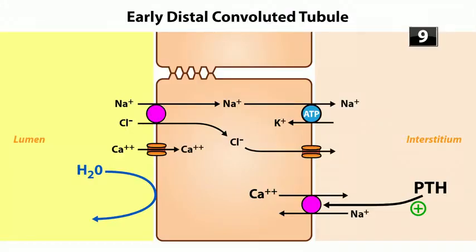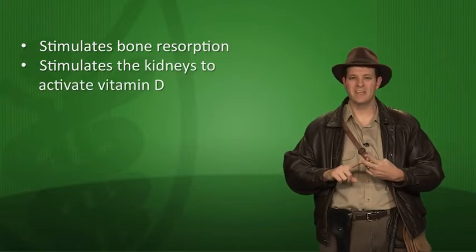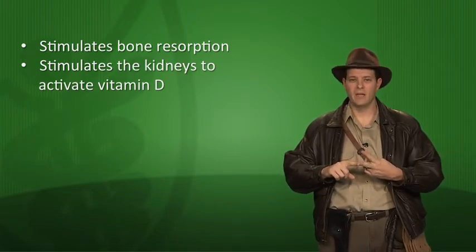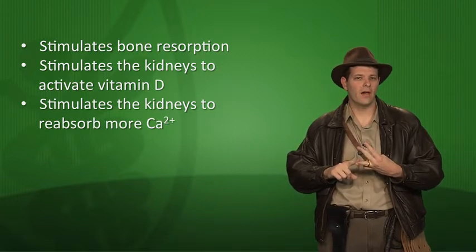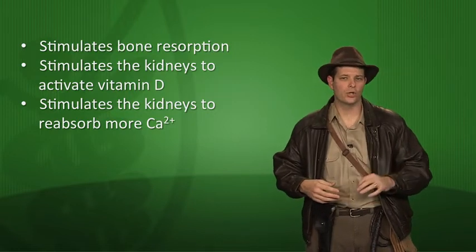Moving on then to number 9, which is the early part of the distal convoluted tubule. You have active reabsorption of sodium and chloride taking place here in the early distal tubule. And another very important thing to know about the early distal tubule is that it's not always impermeable to water. But the main thing I want you to know is that the calcium reabsorption in the early distal tubule is under the control of parathyroid hormone. So parathyroid hormone, or PTH, raises serum calcium levels by 3 main mechanisms. PTH stimulates bone resorption, it stimulates the kidneys to activate vitamin D, and it stimulates the kidneys to reabsorb more calcium from the urine. So this is where that takes place, in the distal convoluted tubule. Make sure you know that.